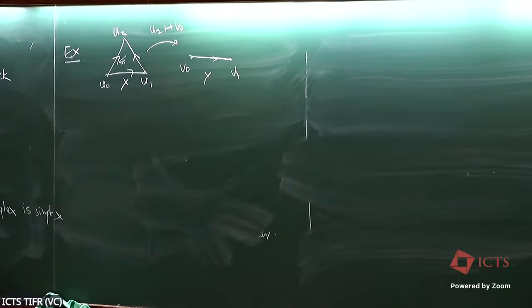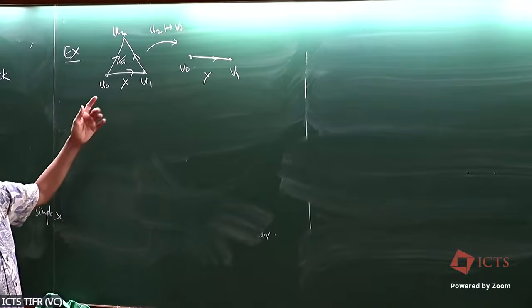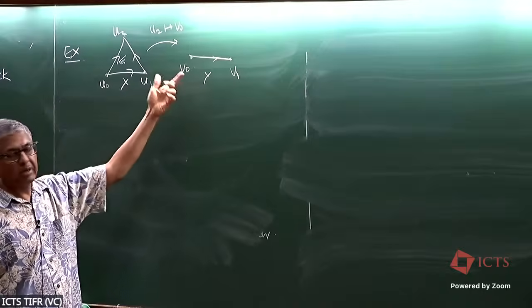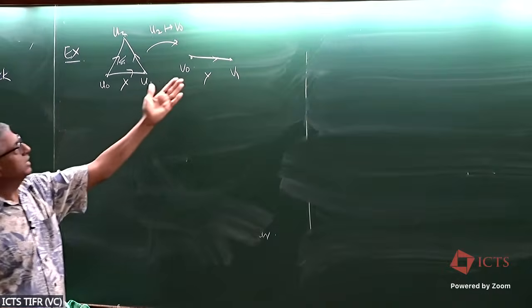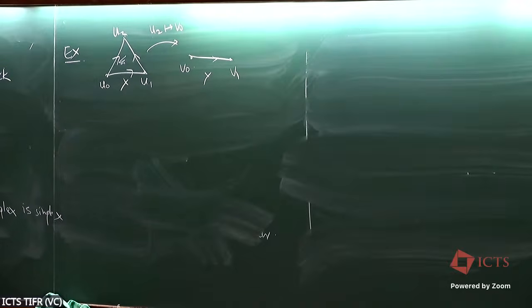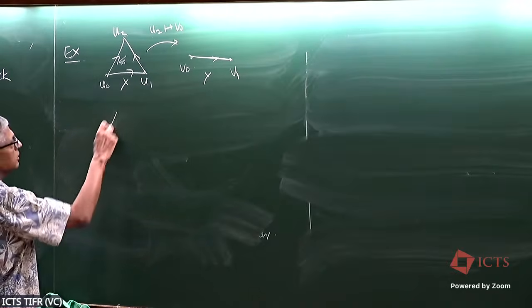So this is a valid simplicial map because any simplex here will be a simplex here. Either it will be collapsed into a vertex, the triangle will collapse into the edge, some edges will collapse to a vertex, some edges will remain edges. So this is a perfectly decent simplicial map.